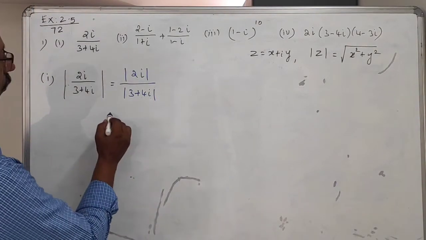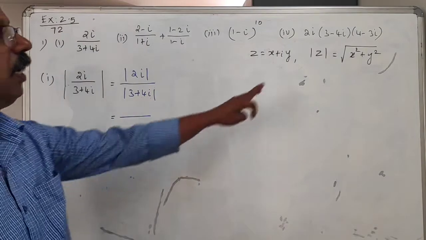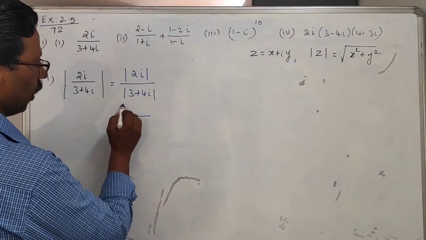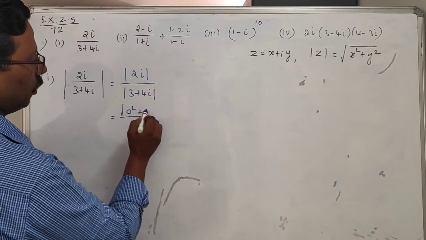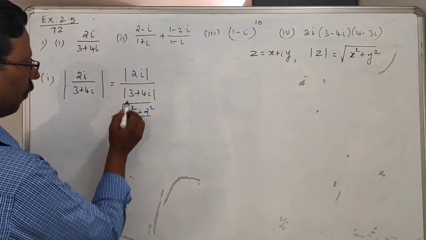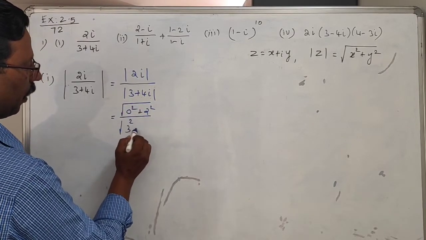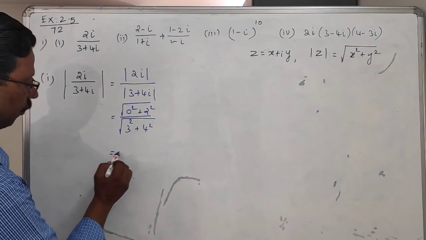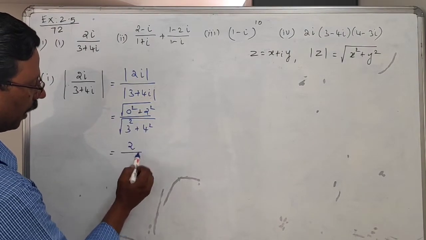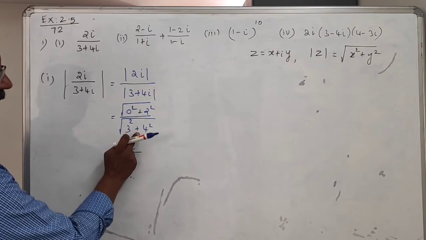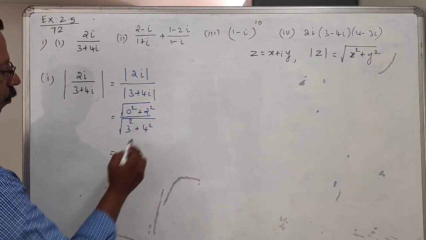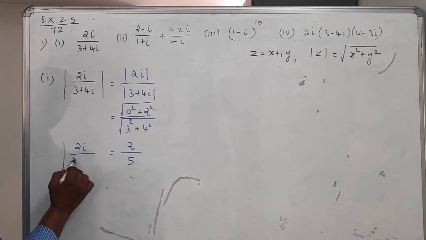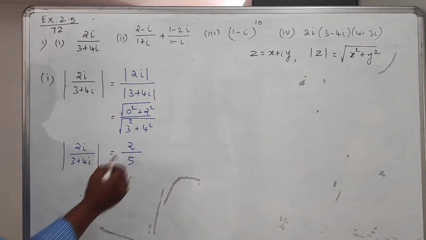The modulus of a complex number is nothing but root of real part square plus imaginary part square. Here the real part is 0, so you can write root of 0 square plus 2 square, divided by root of 3 square plus 4 square. Root of 2 square is 2, and 3 square is 9 plus 4 square 16, root of 25. Root of 25 means 5. Therefore, the modulus of 2i by 3 plus 4i is 2 by 5.